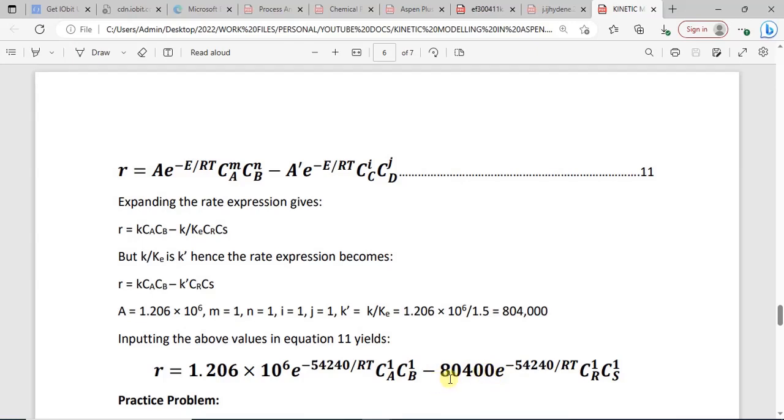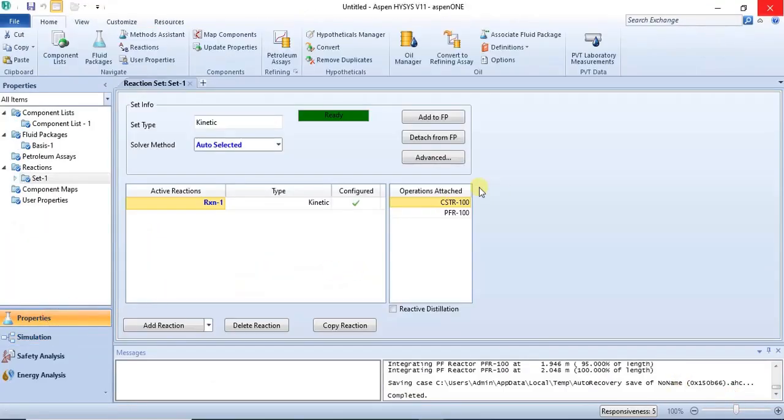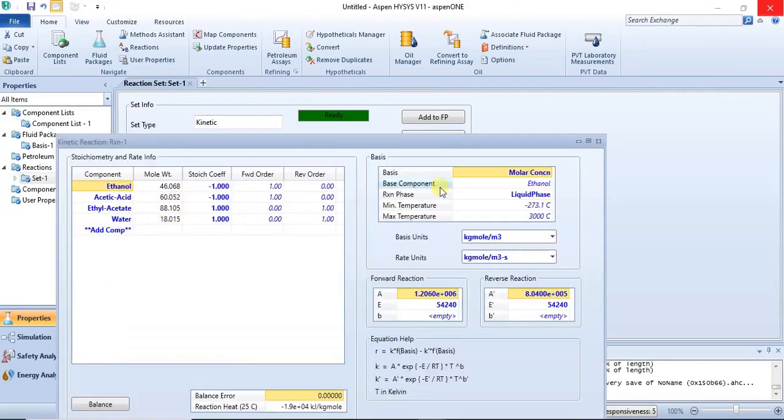So K prime, or K for the backward reaction, is 804,000, which is correct right here, but it's wrong here. Just add one more 0, and also do that in your properties environment. If you are following the procedure, go back to your properties environment and make your adjustments. 804,000 is 8.04 times 10 raised to power 5, and that is what should be here. Please take note of these adjustments before continuing your model.